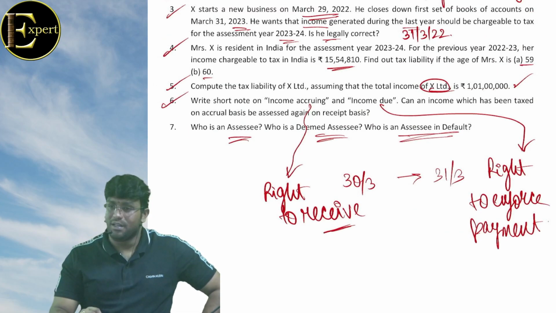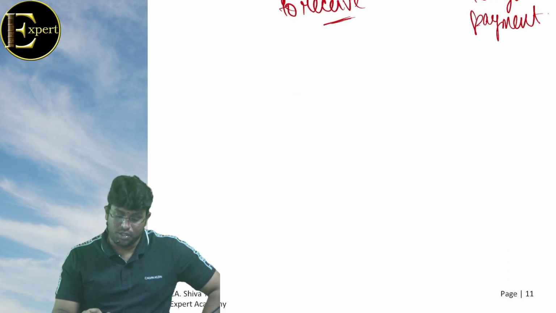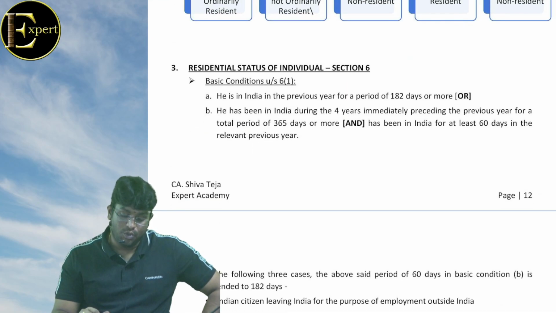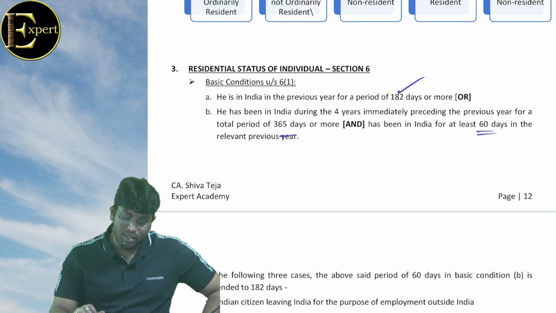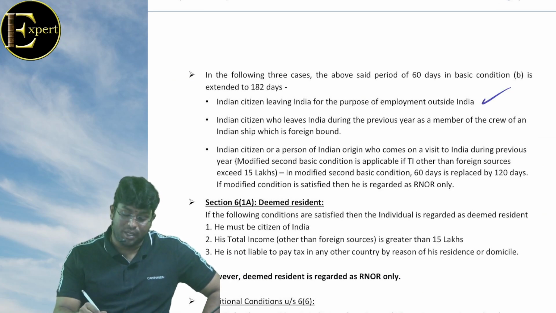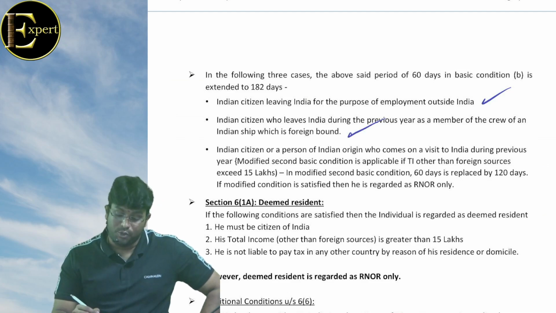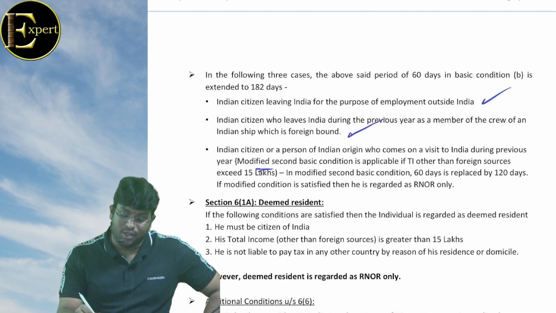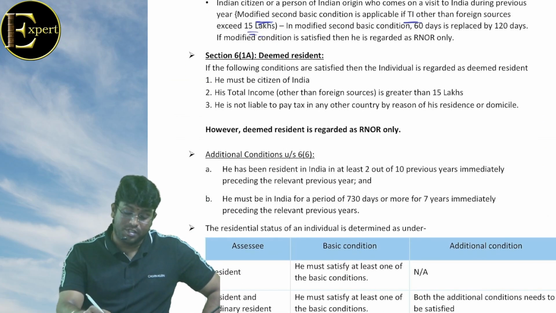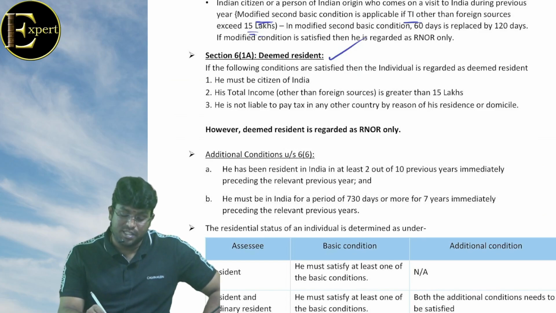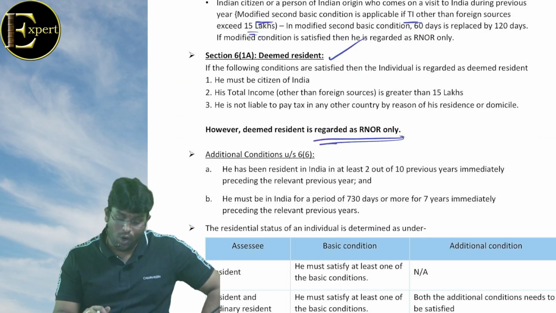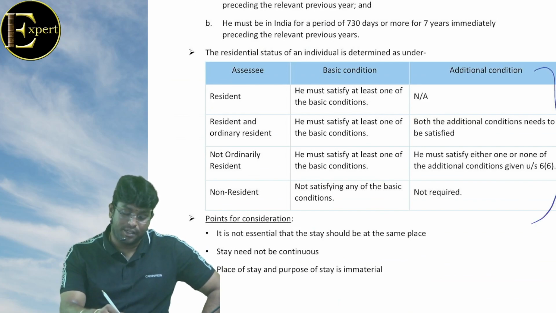Yesterday we were discussing this, remember? First chapter questions. Friends, second chapter: the basic conditions, 182 days, 60 and 365, and the exceptional cases. Number 1, employment outside. Second one, foreign bound ship. Third one, the modified second basic, only if total income is exceeding the limit. And just now we spoke about deemed resident. Clear? And deemed resident is always what? RNOR. And we discussed all the basic conditions.